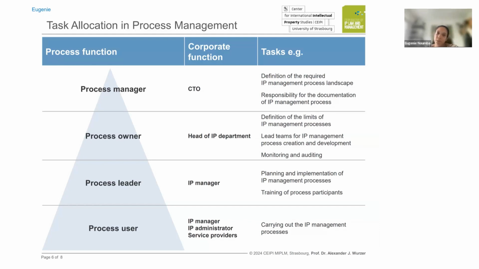After, we have the process leader, which will be the IP manager. He will be responsible for planning and implementation of the IP management process and training of the process participants. And at the end of the pyramid, we have the process user, and we identify that it can be the IP manager, the IP administrator, and the service provider, who will be responsible for carrying out the IP management process. So I think we can get to the next slide.